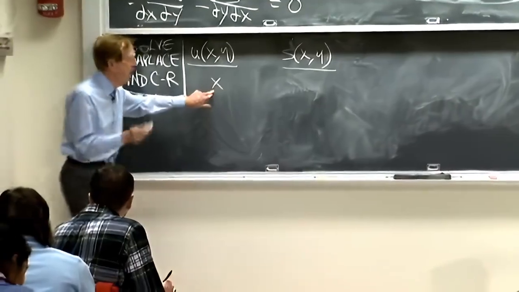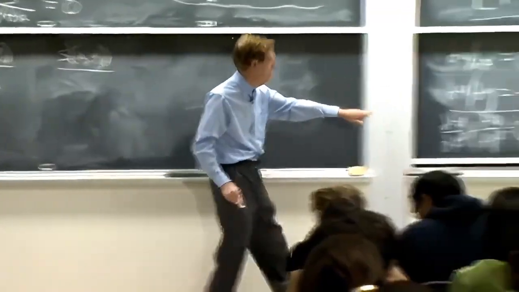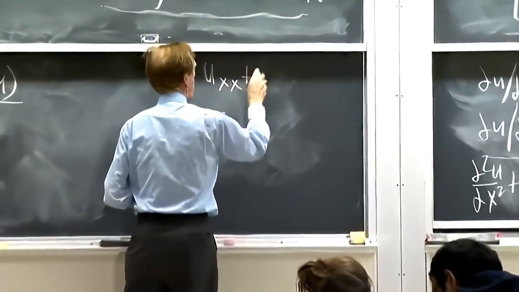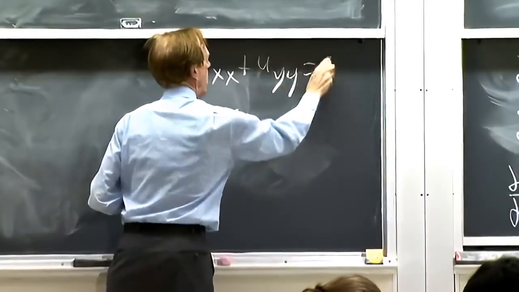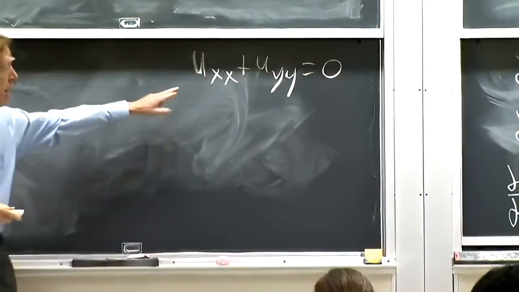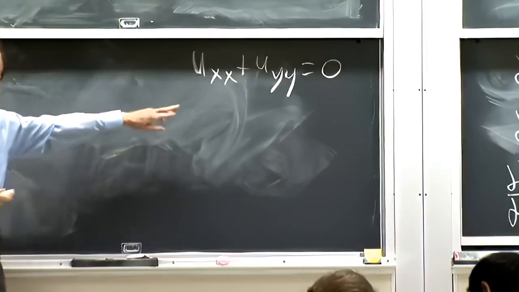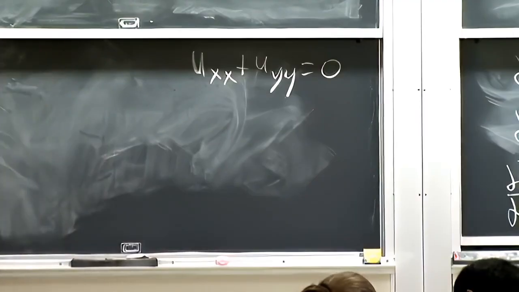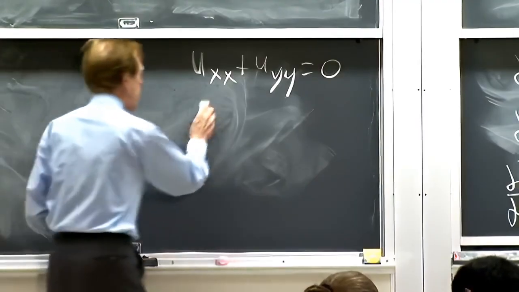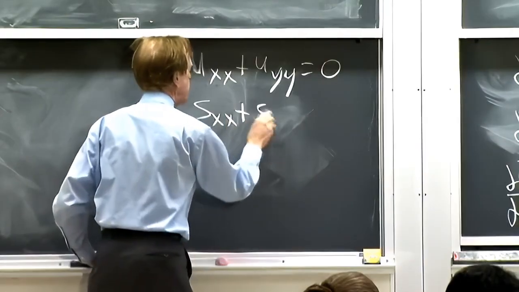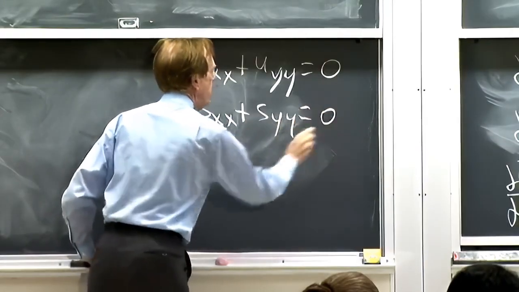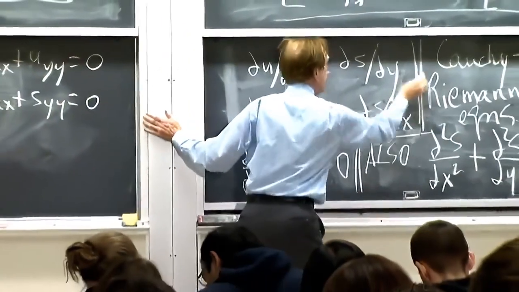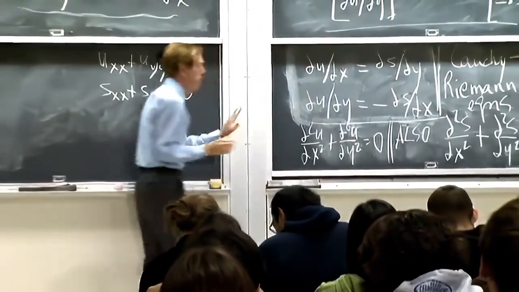I'm going to start with an easy solution. That certainly solves Laplace's equation. Let me write it up here again: uxx plus uyy equals 0. I take the chance to write it in this shorter notation, just subscripts instead of partials. And also sxx plus syy equals 0. But most of all, the Cauchy-Riemann equations that connect the two.